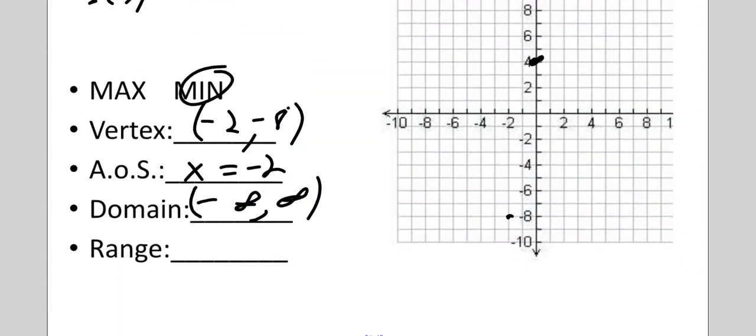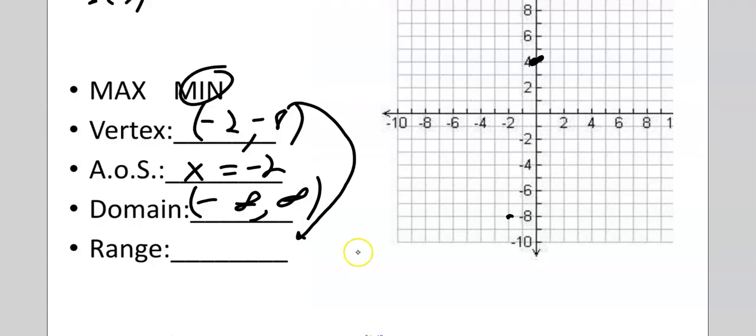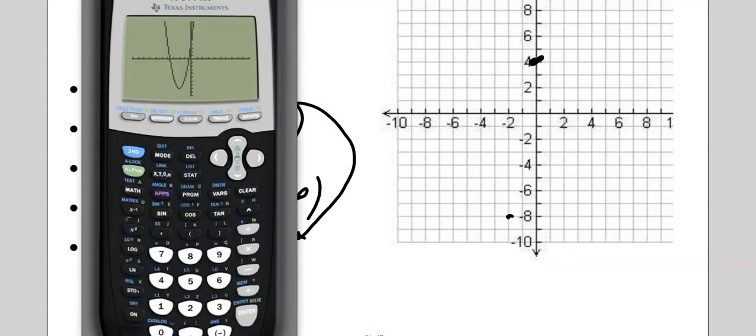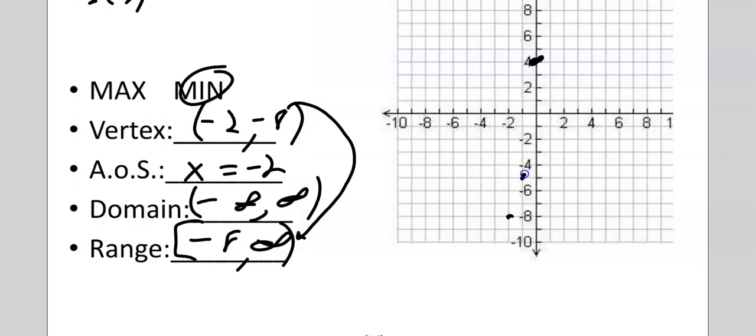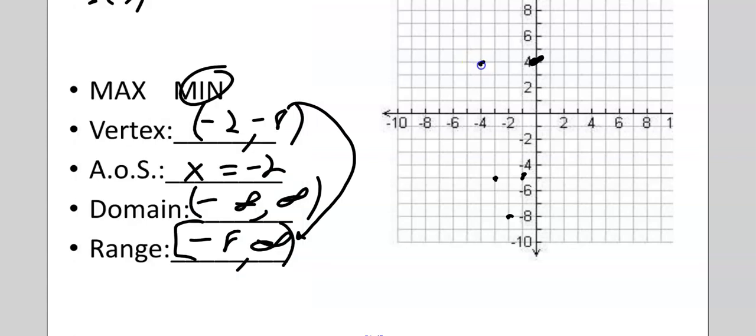I immediately now can go to my range. Okay, again, this is a happy parabola. All right, so it's going towards positive infinity, and it bottoms out at negative 8. So let's get some other points. So negative 3 and negative 1, negative 5. And then negative 4 and 0, 4. We already have the 0, 4, so there's my matching one right here. And then there is my parabola.